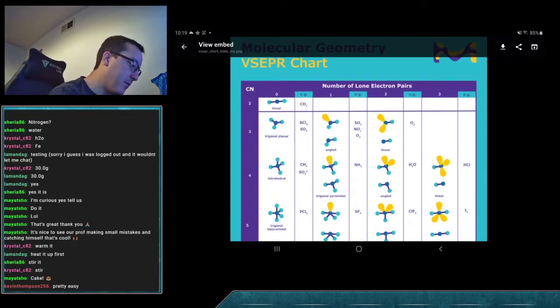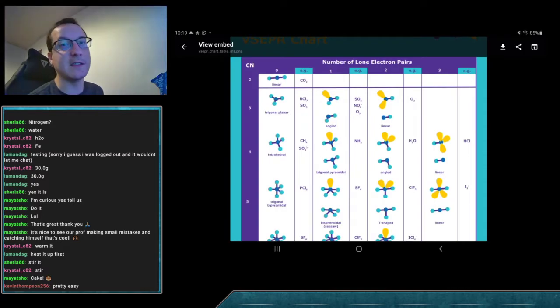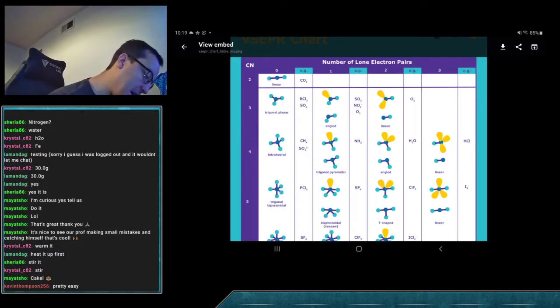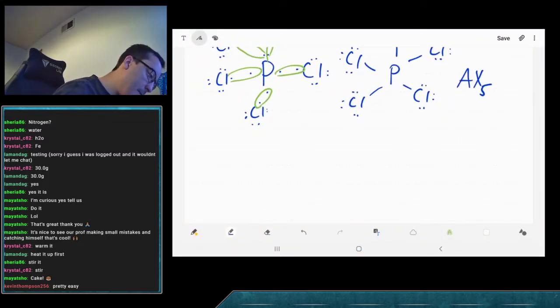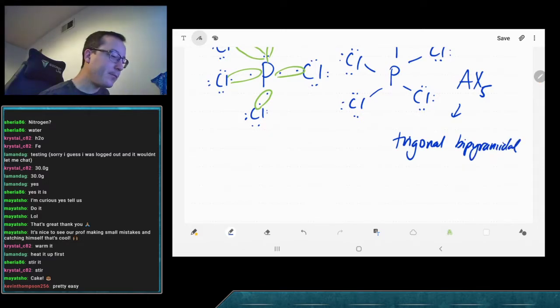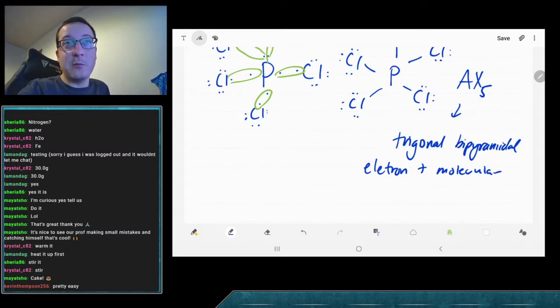So up here, remember, is the number of lone pairs on the top. That's your E value. And they've written coordination number as the y-axis here. That's the same thing as x plus E, so the number of electron domains you have. So looking at that, we can say, okay, this is going to be trigonal bipyramidal, both electron plus molecular. They're going to be the same because there's no lone pairs, right?